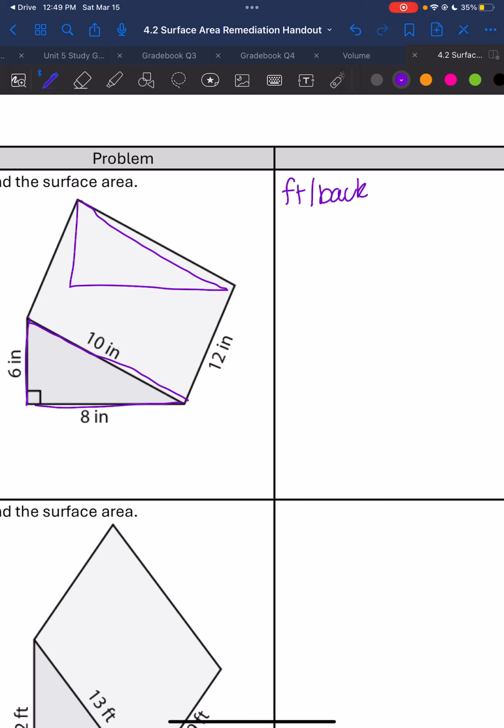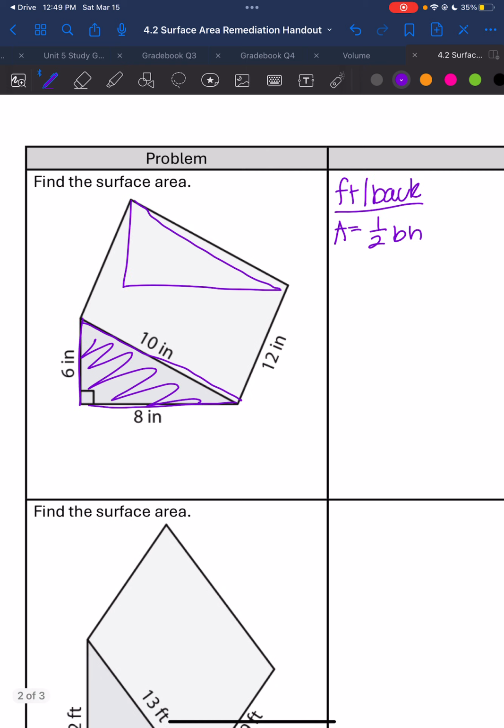So here is me labeling my faces. I'm showing which ones I'm finding. If I'm finding the area of my front, well, the front shape is a triangle. So the formula I'm going to use is 1/2 base times height. If I look right here at this triangle, this 2D shape, the base would be 8 and the height would be 6. So to find the area, I'm multiplying 1/2, 8 times 6. And when I do that, I get 24.